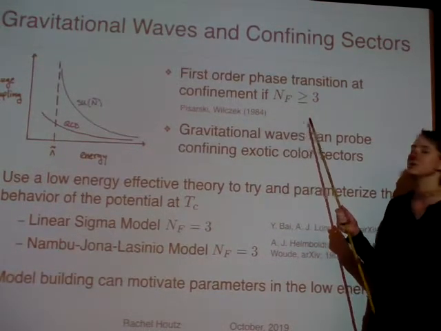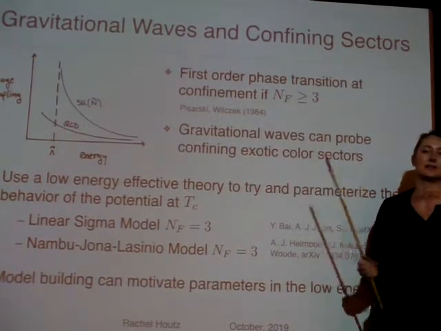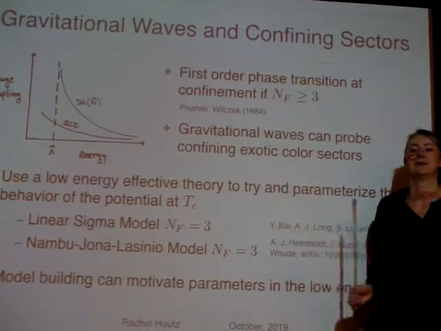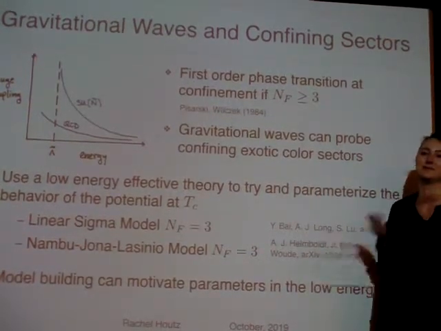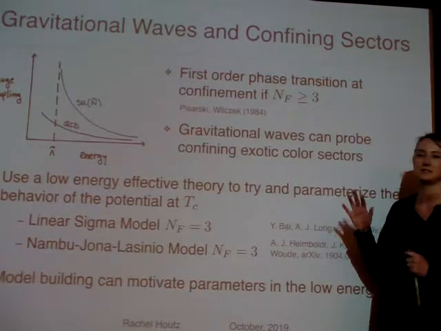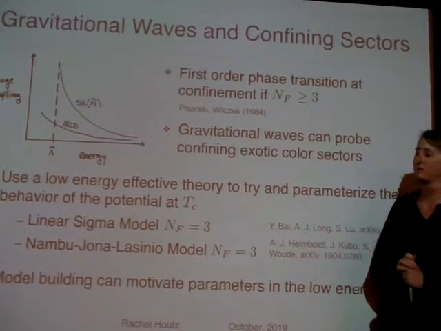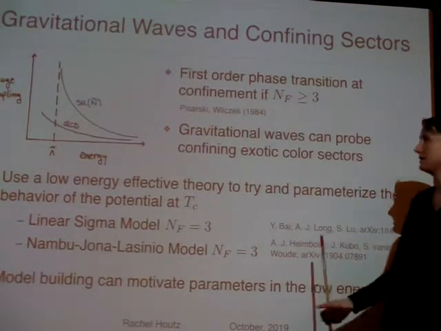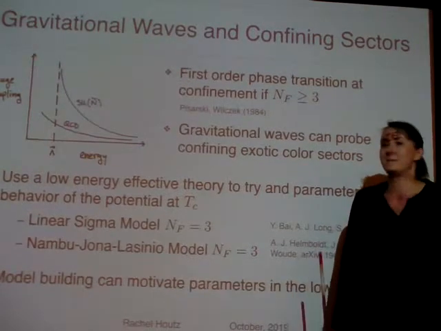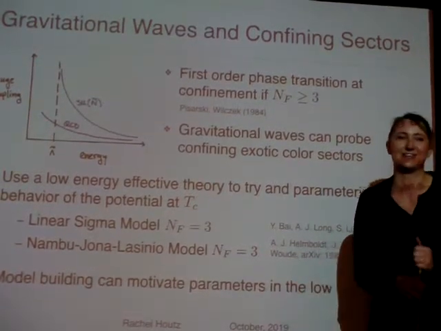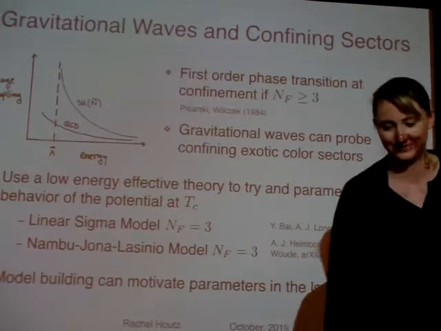I think this is a large N colors limit, so if you think that three colors is large N, then this argument applies. If you don't, then it doesn't. And yes, it's true, QCD has fewer than three flavors, so QCD is not a first order phase transition. But some exotic color group with more than three flavors might have a first order phase transition, and if it does, there might be a gravitational wave signal.